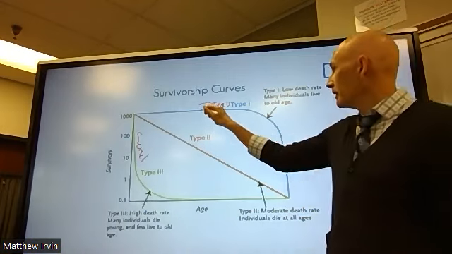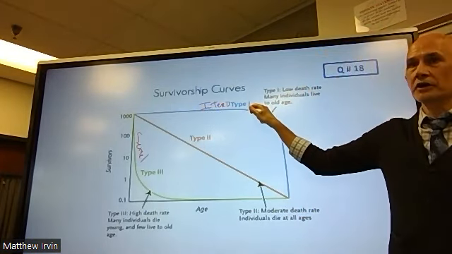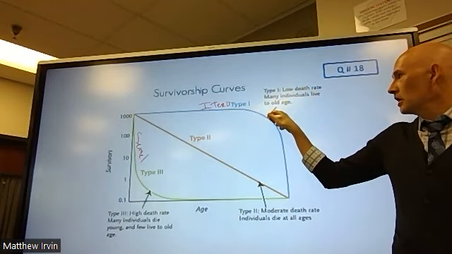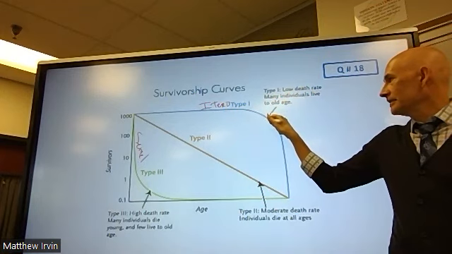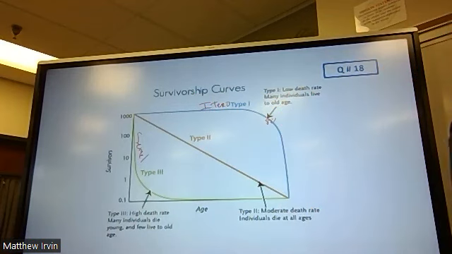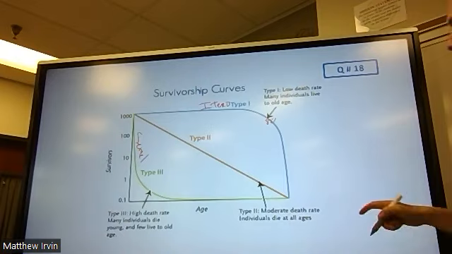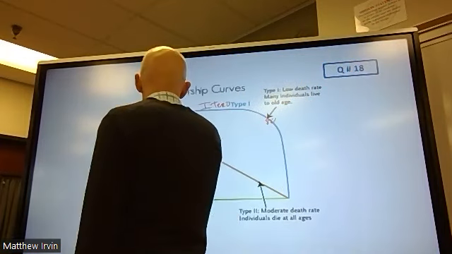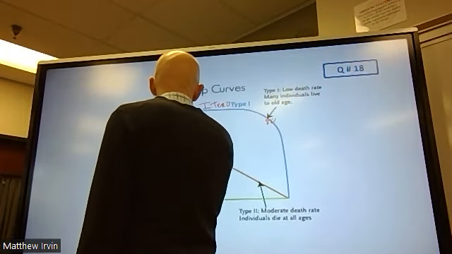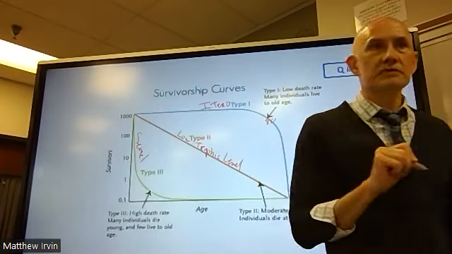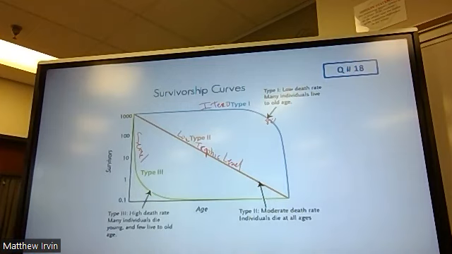And with iteroparity, most things will live to adulthood, but then once the population gets to a certain age, for people we're talking about 80, lots and lots of people are dying off because they've reached their age span. And then your type 2 is just that constant random death. Your type 2 tends to be low trophic level organisms, things like rodents and bugs that are eaten by lots of different things.